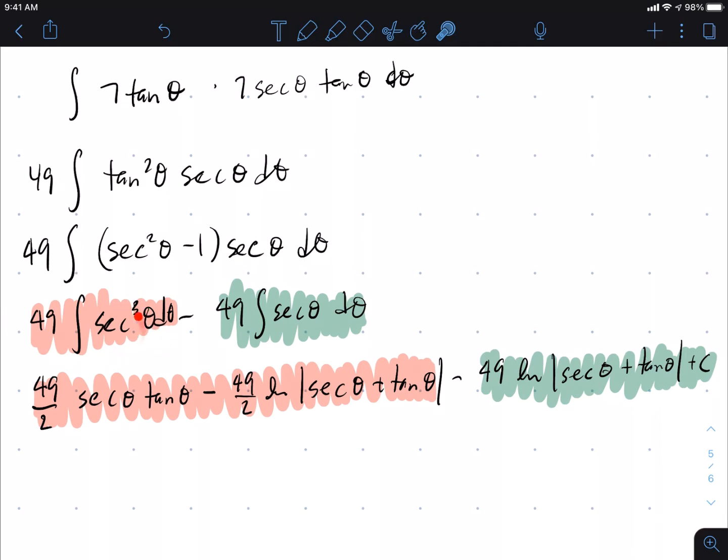Yeah. So this, remember, when it's a secant cube, you do break it down, and then it repeats. This is a repeater, and I did do it in your notes before, so you can reference the notes for it. But it should yield this answer. The answer without the 49 in front is 1/2 secant tangent minus 1/2 ln secant plus tangent. Because when you break it up, you're going to end up with the integral of secant again right here, right? That's what this is.